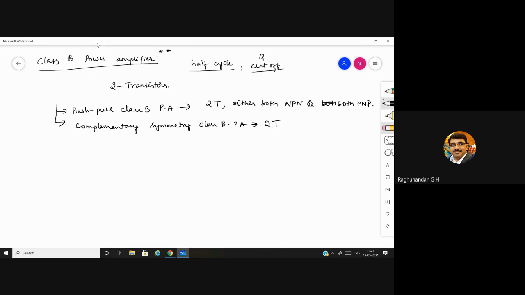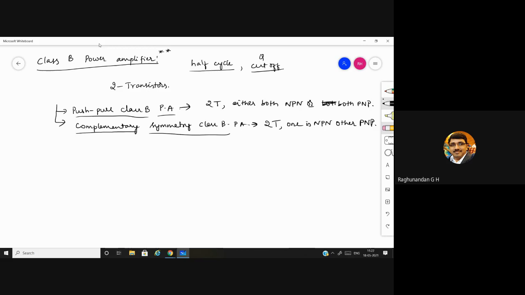But in complementary symmetry class B, as the name itself tells, complementary. What do you mean by complementary? Opposite, sir. Opposite. So if one is NPN, the other will be PNP. This is the change which we are going to look at in the complementary symmetry class B power amplifier. So one is NPN means the other one is PNP. In the push-pull class B power amplifier, both are the same. Either both are NPN or both are PNP.